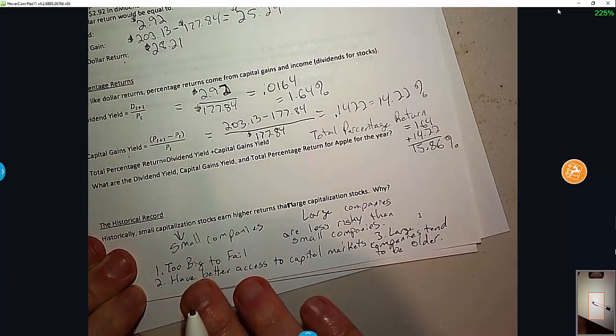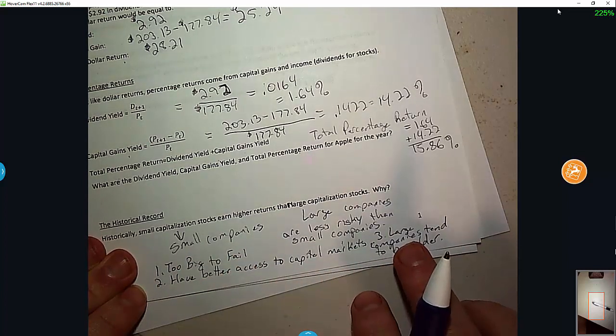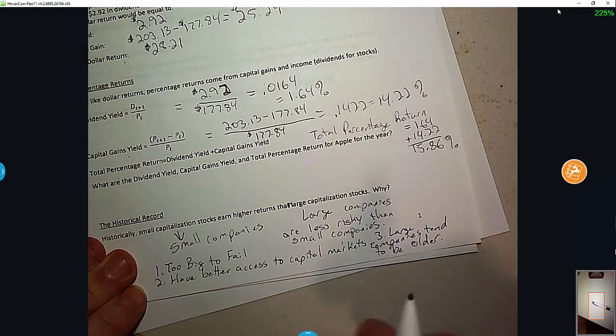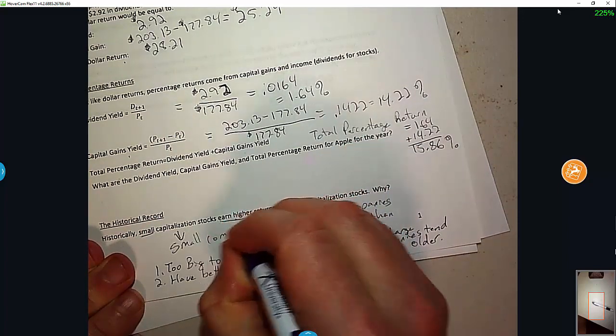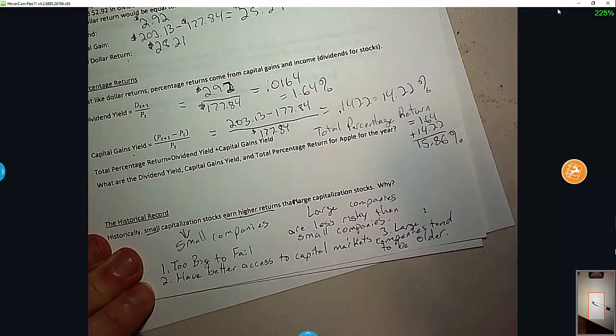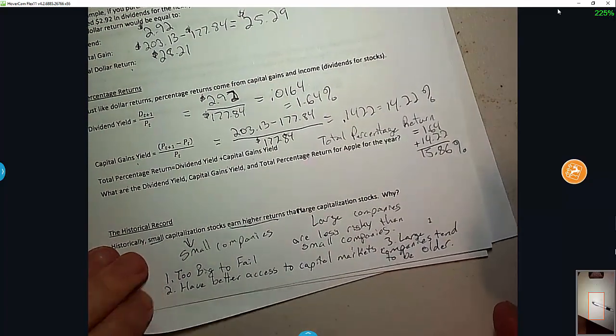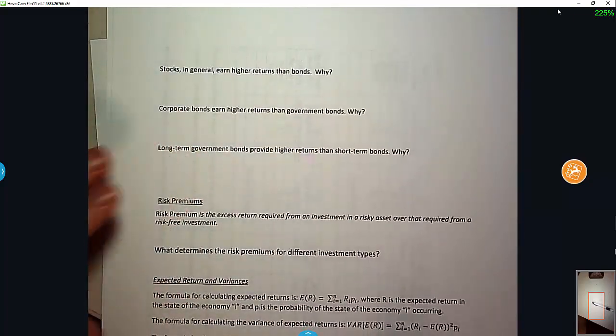Here's three reasons why: too big to fail, better access to capital markets, and large companies tend to be older and have a longer history. As a result, small companies earn higher returns, and those are required by the investors for taking on that additional level of risk. Stocks or equities in general earn higher returns than bonds because they're riskier.